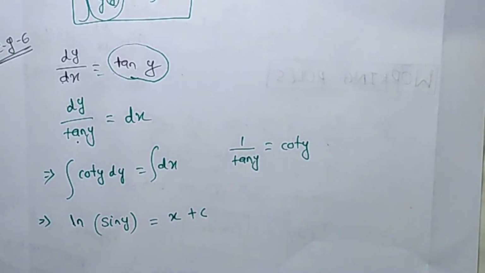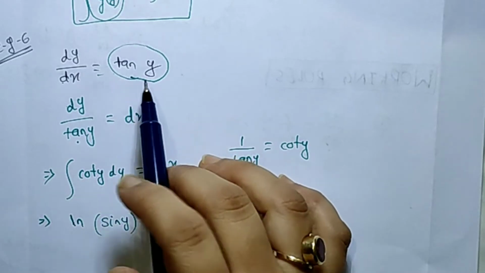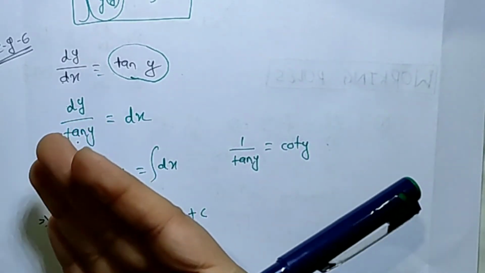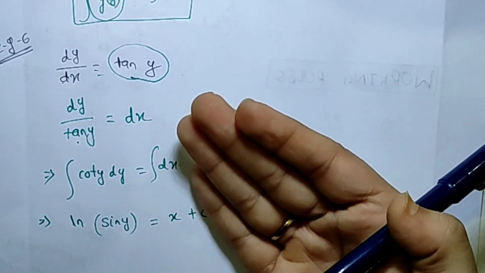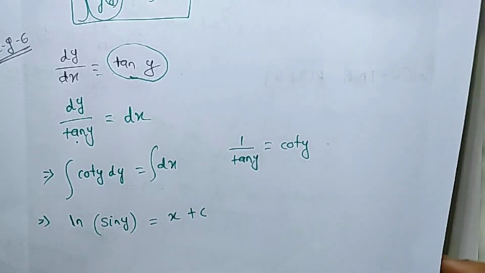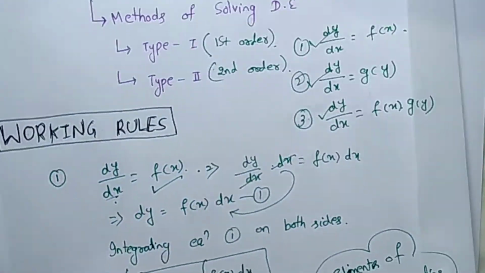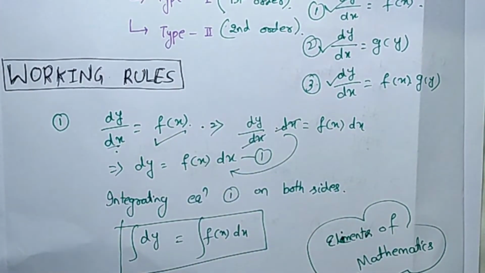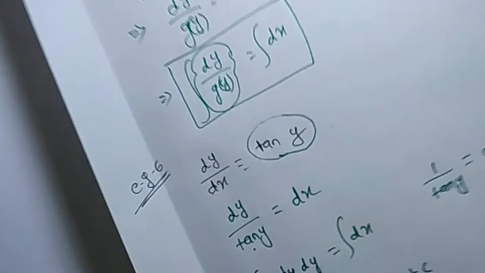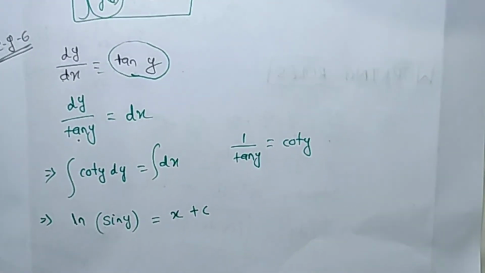To find the solution to this differential equation, we have to put the y variable on one side and the x variable on the other side. In the first form also we put the x variable on one side and the y variable on the other side. Here also we have done the same, so that we can integrate easily. Okay, clear?